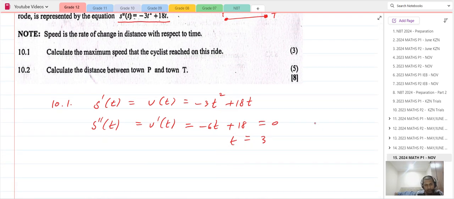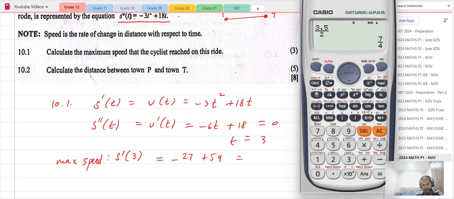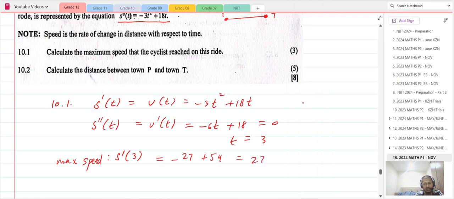So max speed is s prime 3, which is minus 27 plus 18 times 3 is 54. We can try substituting 3 inside here, right? So minus 27 plus 54. I'm getting 27 kilometers per hour. That's the maximum speed.